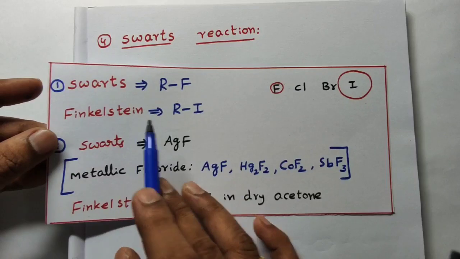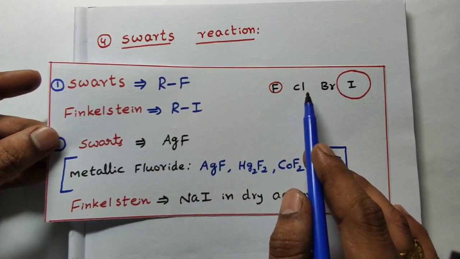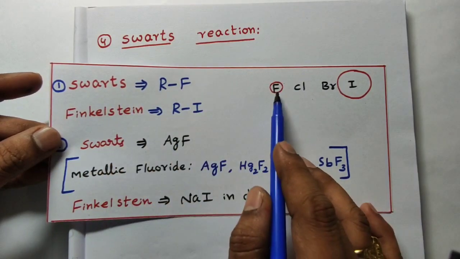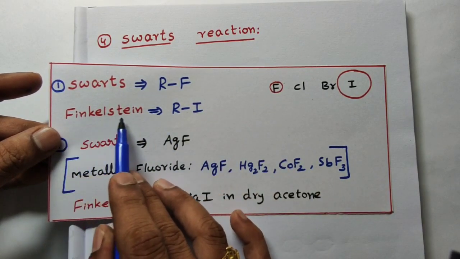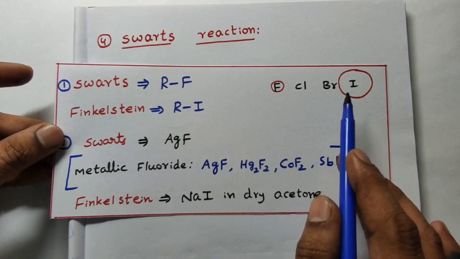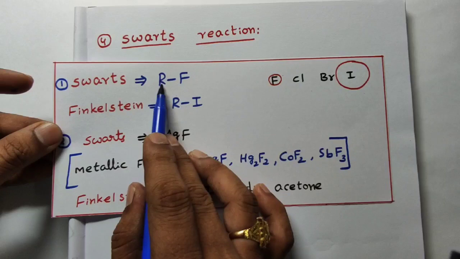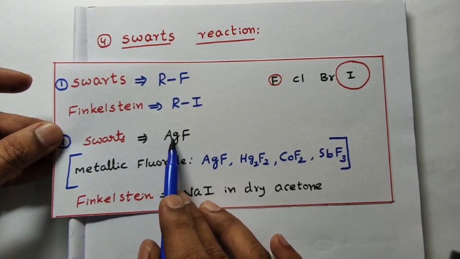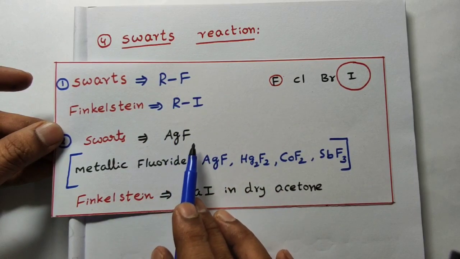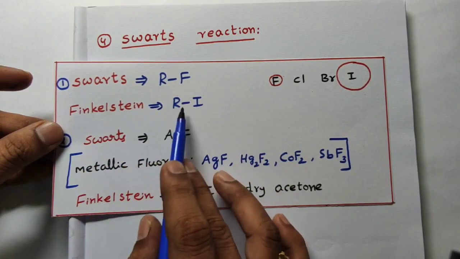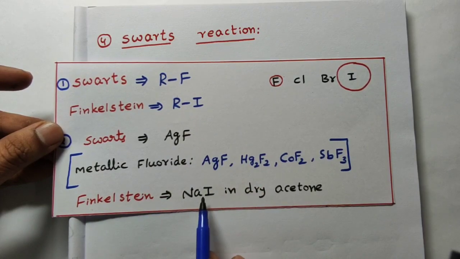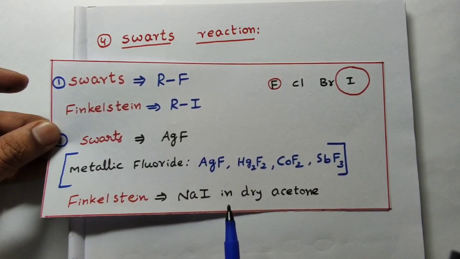Here, how do you remember? These are the halogens: fluorine, chlorine, bromine, iodine. Swarts has fewer letters, right? So small halogen. Finkelstein has more letters, so large halogen. You can remember. Now next, the reagent. In Swarts reaction, RF we have to prepare, so you take AgF. Next, Finkelstein, RI you have to prepare, so you can take NaI. You got it, right? So let us start the reaction.